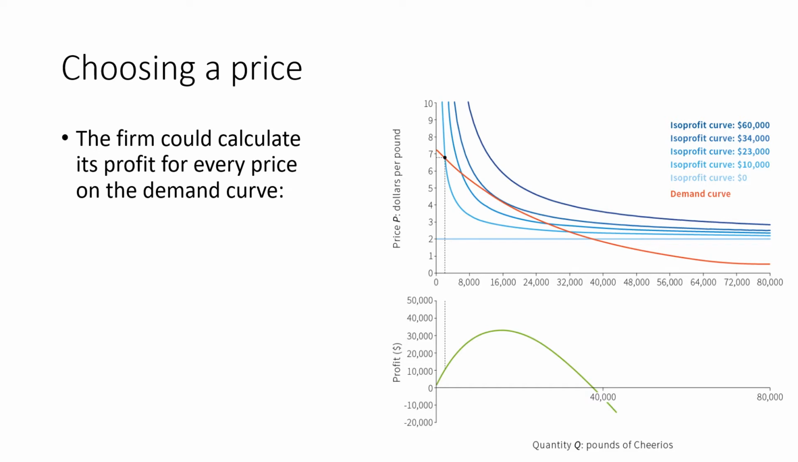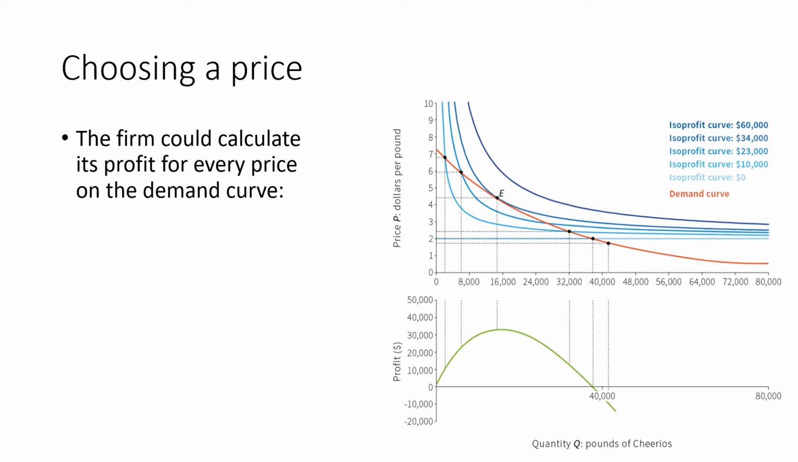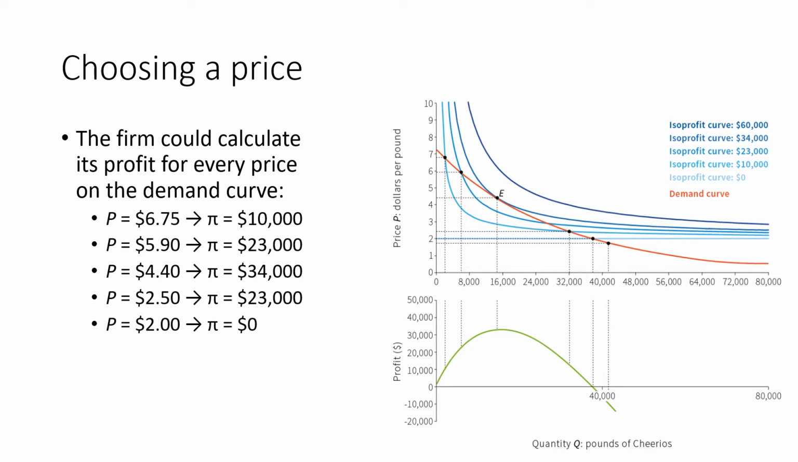In these isoprofit curves, the firm could calculate its profit for every price on the demand curve. For example, when the price equals $6.75, profit is going to be around $10,000, and then all the way down when the price equals $2, profit is going to be zero. So why not then, since we already found the highest profit of $34,000 when the price equals $4.40, does a firm really choose prices this way?